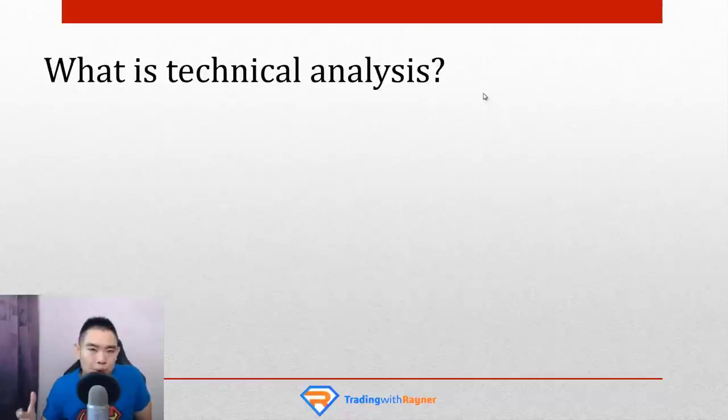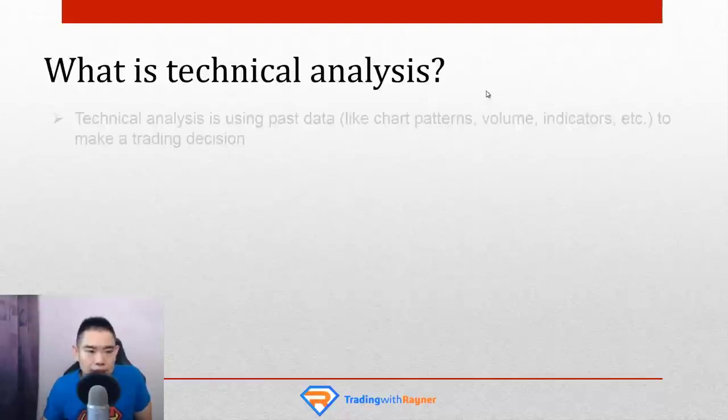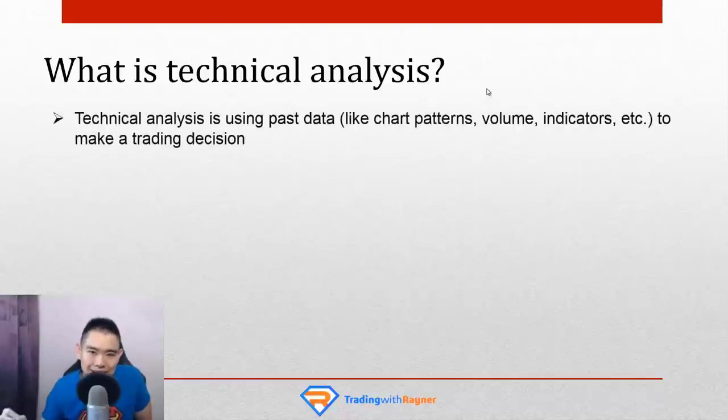First things first, what is technical analysis? I define technical analysis as using past data to help you make your trading decisions. And this past data could be things like volume, indicators, chart patterns, candlestick patterns, etc. Of course, technical analysis is not the only way to trade the markets, because you also have things like fundamental analysis and sentiment analysis. But me, primarily, I'm a technical trader. So this is why in this video, I will focus more on technical analysis.